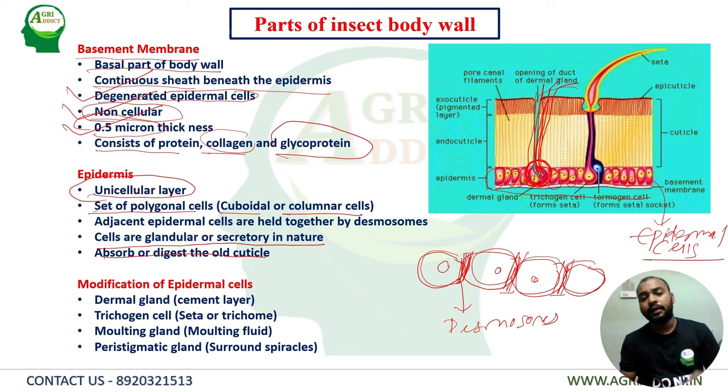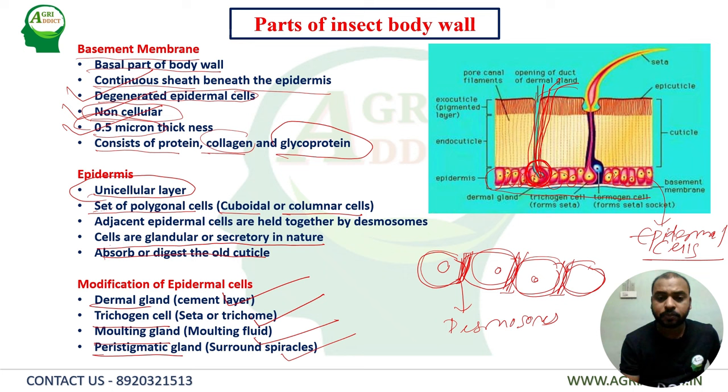Okay. So there are different types of modification of epidermal cells. One is the dermal gland that will secrete the cement layer. One is the trichogen cell that will form the setae or trichome. Another is the molting gland that will produce the molting fluid. Another is the peristigmatic gland that surrounds the spiracles. But what do you mean by peristigmatic? Peri means surrounding. Stigmatic means stigma. Stigma is somewhat related to spiracles.